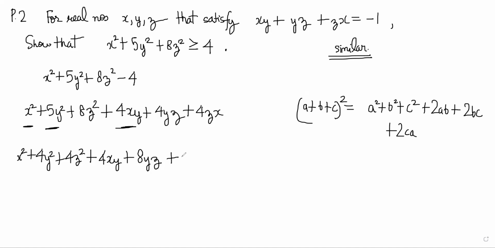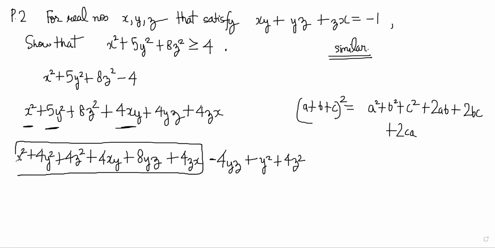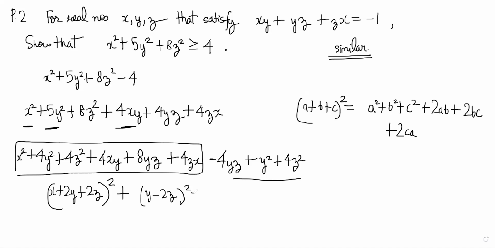Plus 4zx minus 4yz plus y square plus 4z square, right? I'm doing this as one square. This becomes x plus 2y plus 2z whole square plus y minus 2z whole square, right?